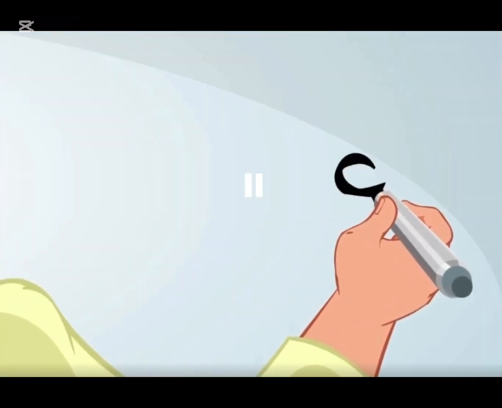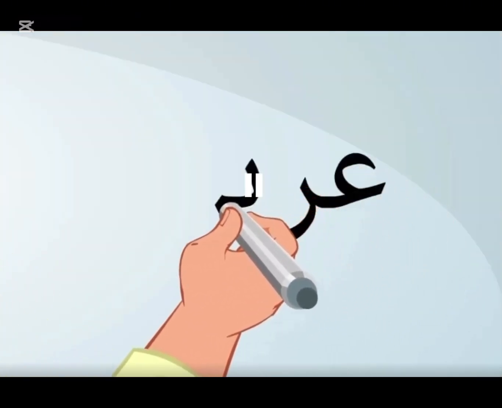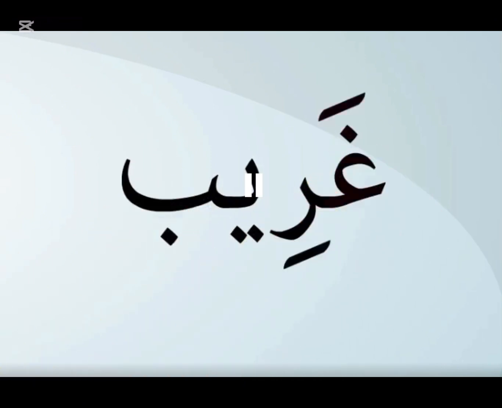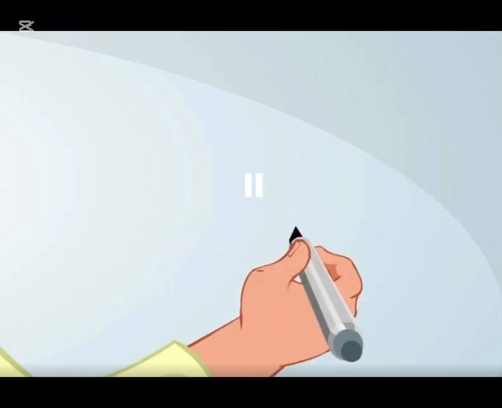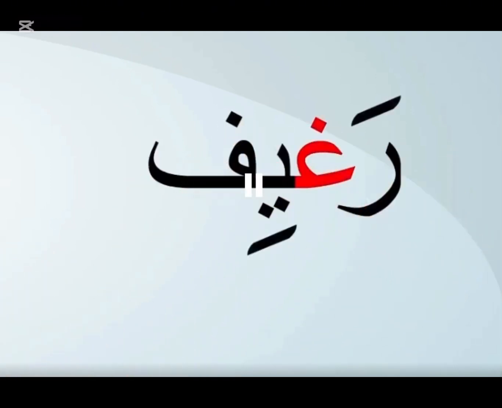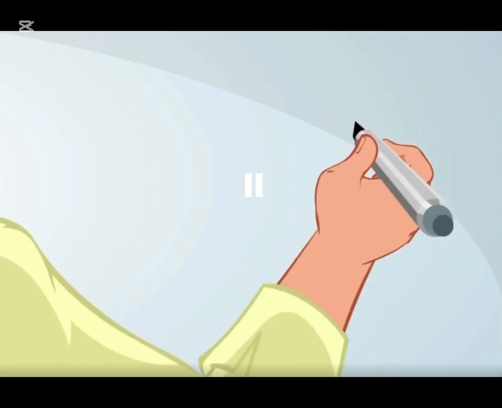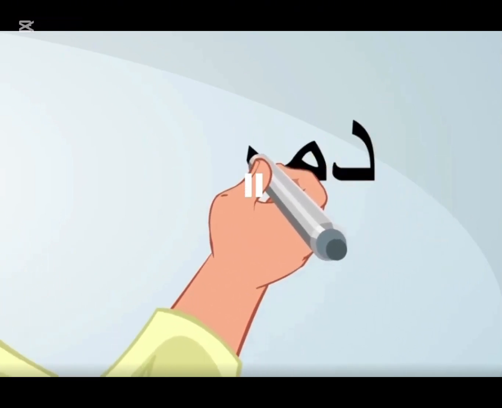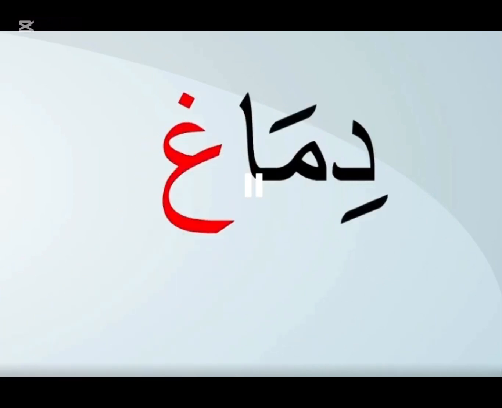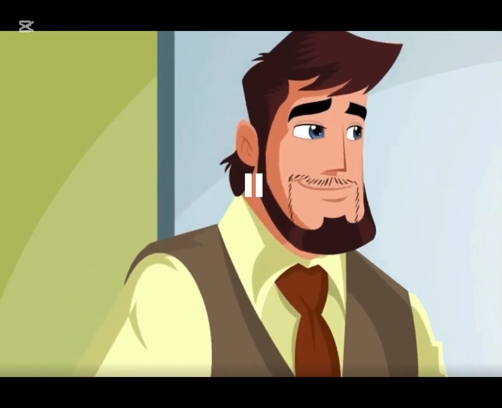This is how we write Ghayn at the beginning of the word, like this example. غريب, which means stranger. This is how we write Ghayn at the middle of the word, like this example. رغيف, which means loaf. This is how we write Ghayn at the end of the word, like this example. دماغ, which means brain.